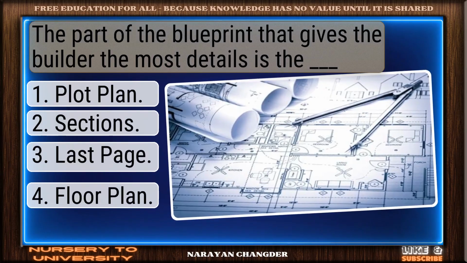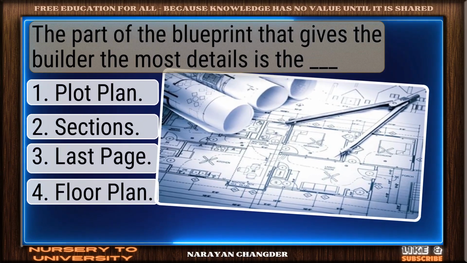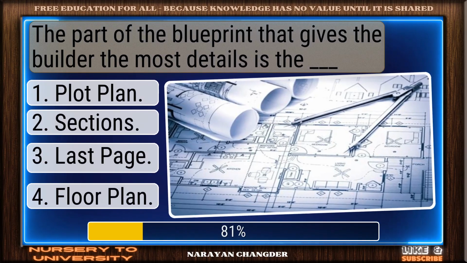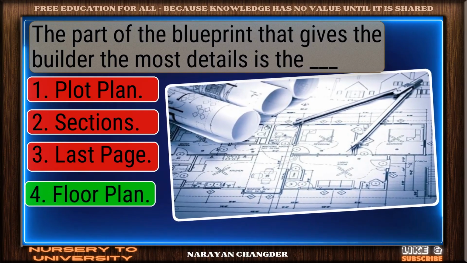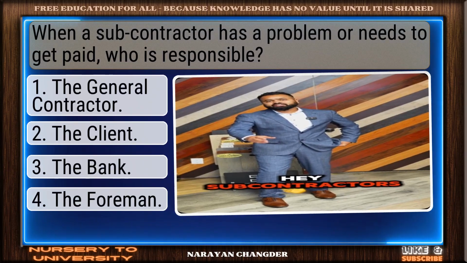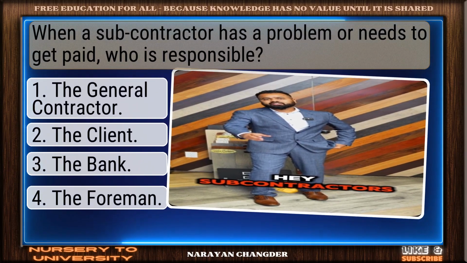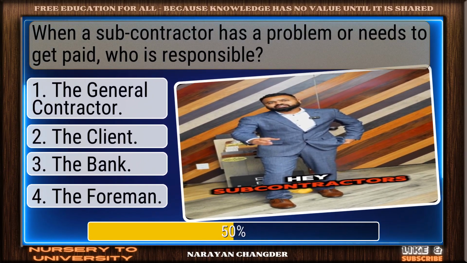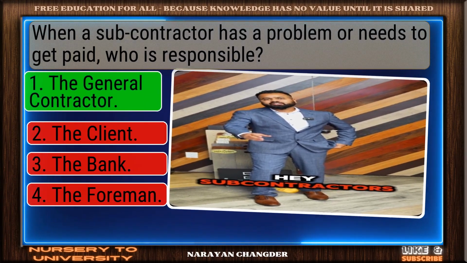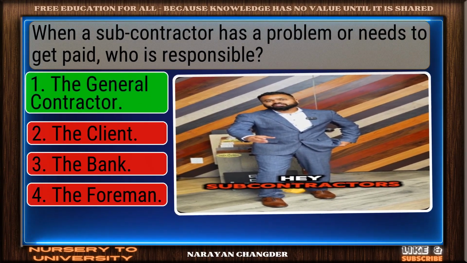The part of the blueprint that gives the builder the most details is the dash. Excellent. Floor plan is a brilliant choice. When a subcontractor has a problem or needs to get paid, who is responsible? Strong choice. The general contractor is the right answer.